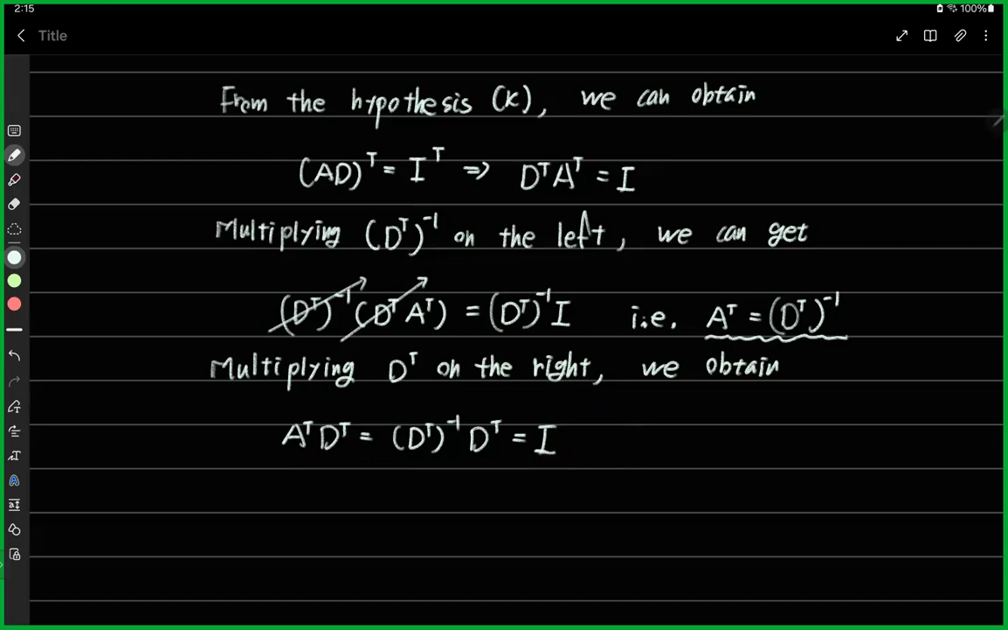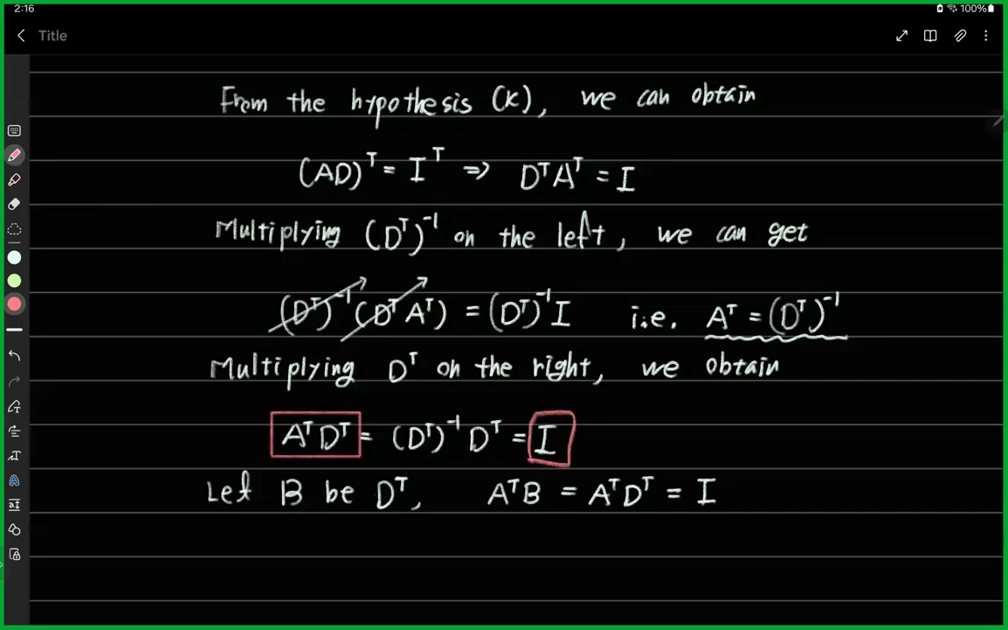Right? So let B be D transpose, then the proof is done. Then what? A transpose times B, which is equal to A transpose times D transpose, must equal I, right? Because we showed that. You see that? A transpose and D transpose is equal to what? I. That's why we set B as D transpose. Then A transpose B equals I.